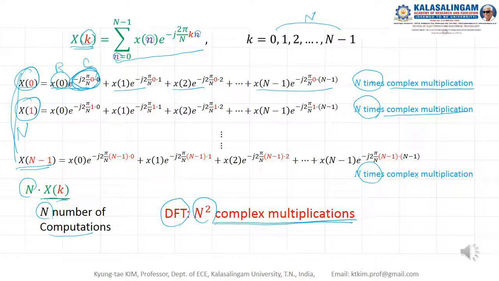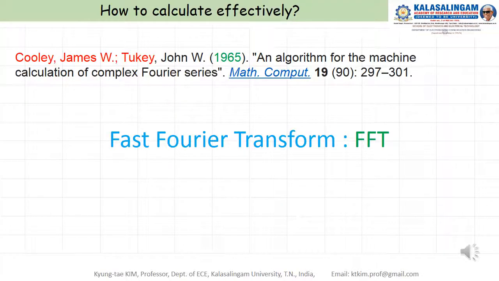It will take us a long time. Then how do we calculate effectively? In 1965, Cooley and Tukey developed the algorithm of the fast Fourier transform. From now, let me explain what the fast Fourier transform, FFT, is.